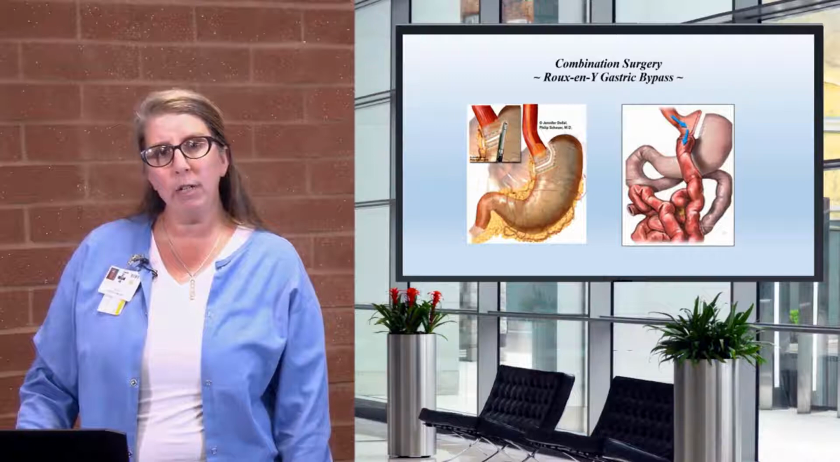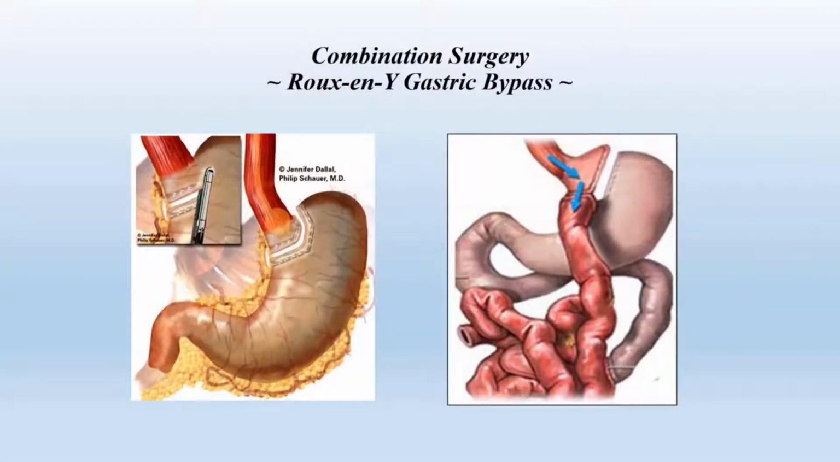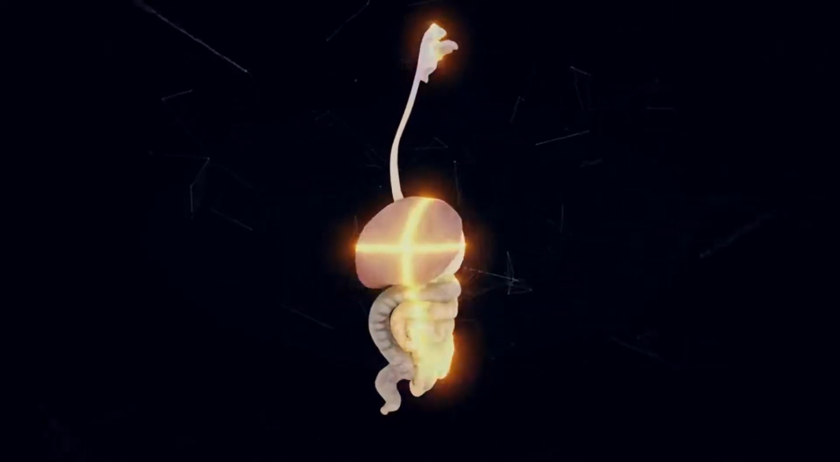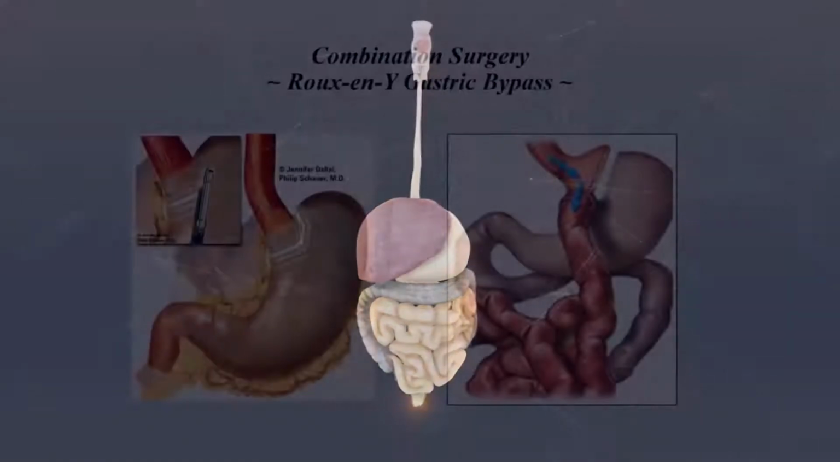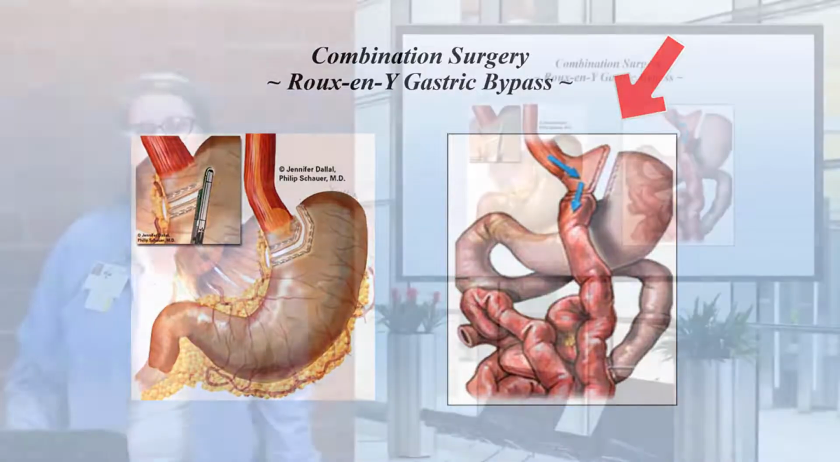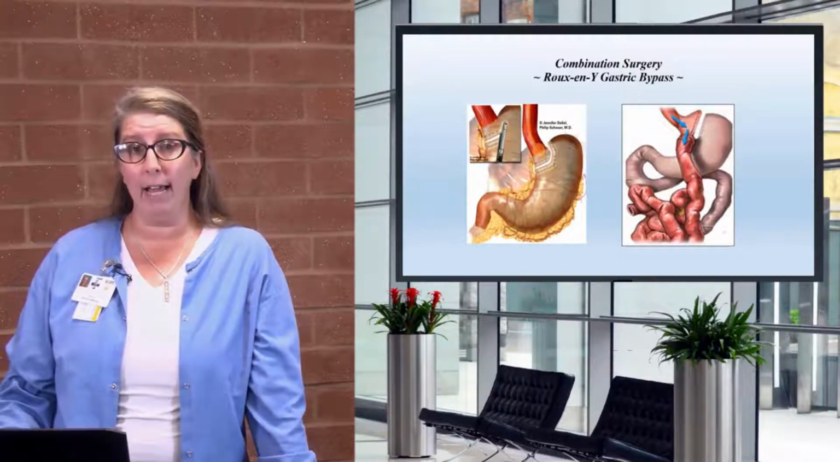Again, this procedure is considered a combination procedure, meaning that it's restrictive. We're restricting the amount of food that we can eat during a sitting, and it's also slightly malabsorptive. As we can see here, we have a teeny tiny stomach pouch that almost looks like a puzzle piece cut from our current stomach pouch. It kind of looks like an upside down V, like a triangle. That new stomach pouch is about 1.5 to 2 ounces, or about the size of a hard-boiled egg.